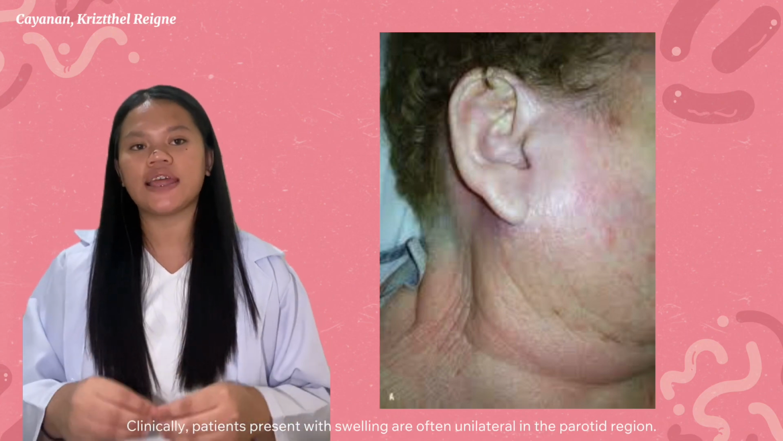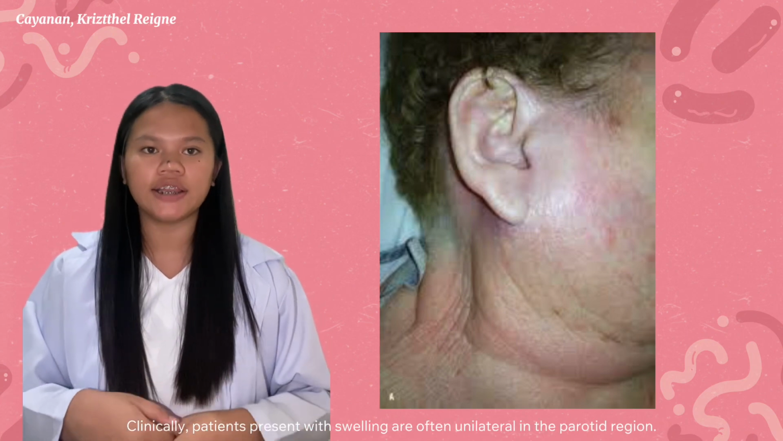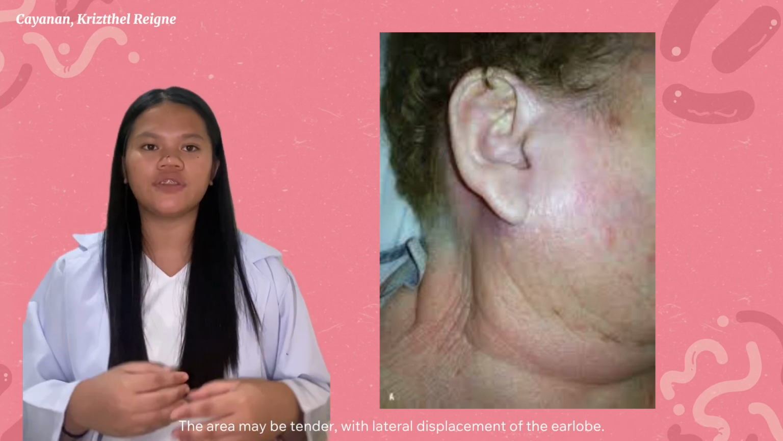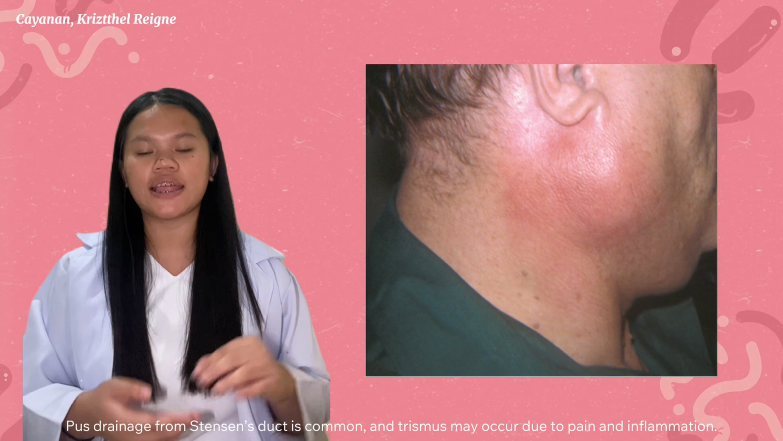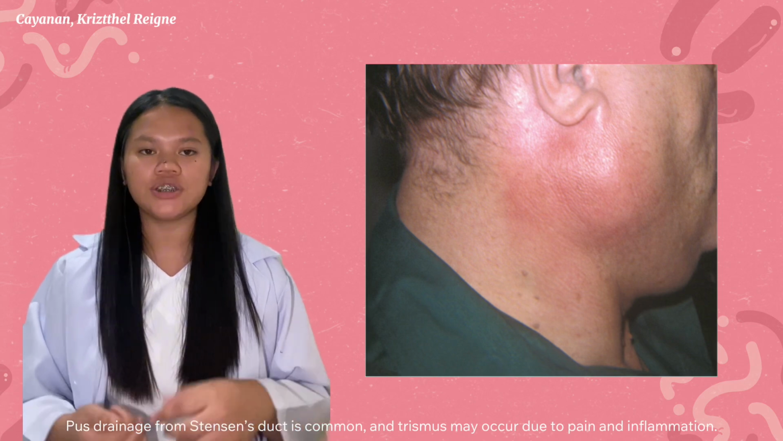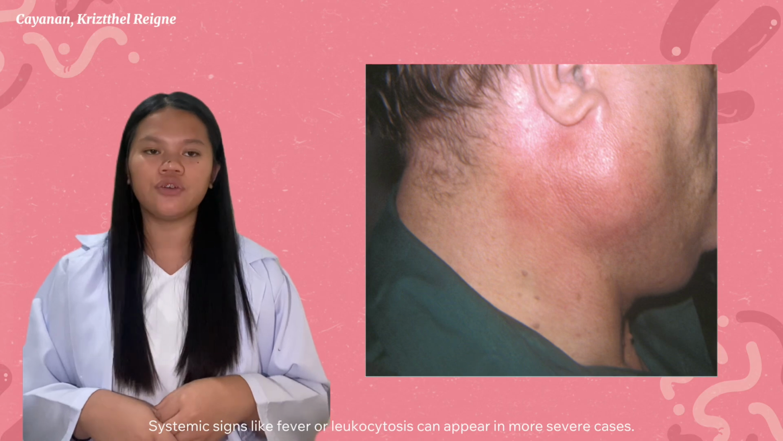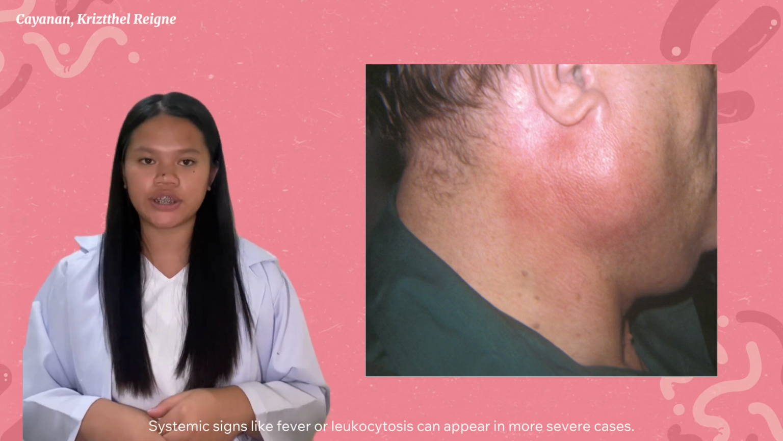Clinically, patients present with swelling, often unilateral in the parotid region. The area may be tender with lateral displacement of the earlobe. Pus drainage from the Stensen duct is common, and trismus may occur due to the pain and inflammation. Systemic signs like a fever or leukocytosis can appear in more severe cases.